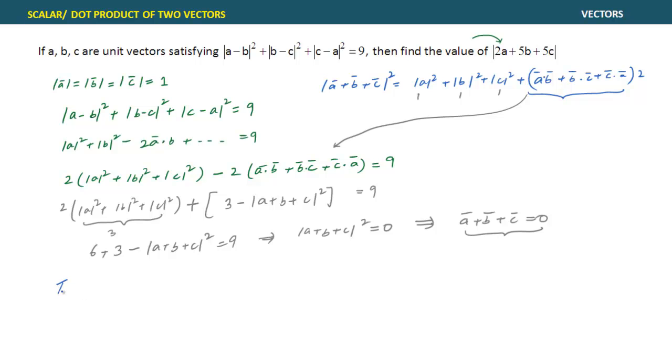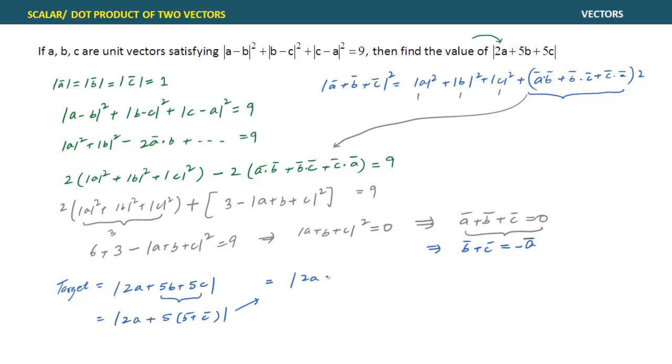Now let's target. What was our target? The target was to find the value of modulus of 2a plus 5b plus 5c. Now, can you see some symmetry in this question? Yes, the symmetry is that you have 5b and 5c. So I can say 2a plus 5 times b plus c. And what is b plus c from here? b plus c from here is nothing but minus a. Just substitute this value over here. So if you do this step, the target simply reduces to 2a minus 5a, which is nothing but modulus 3a, which is 3 times mod a. Modulus a is nothing but 1 because they are unit vectors. The answer is 3. This is the answer we were looking for, as simple as that.